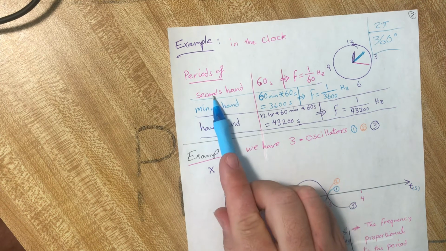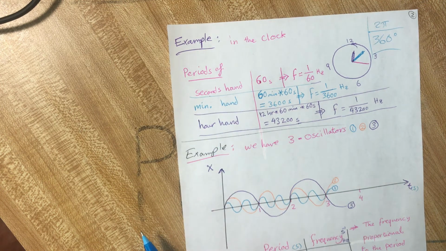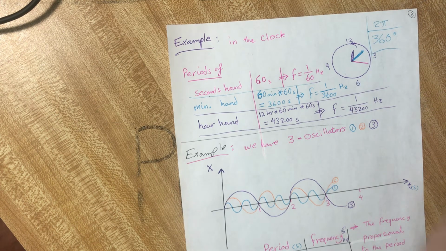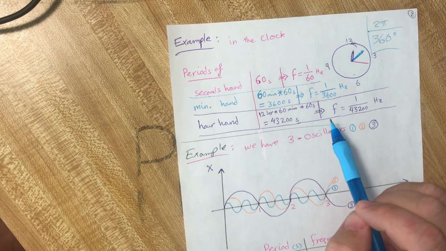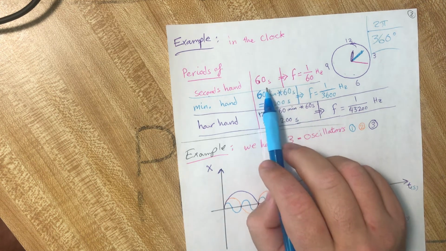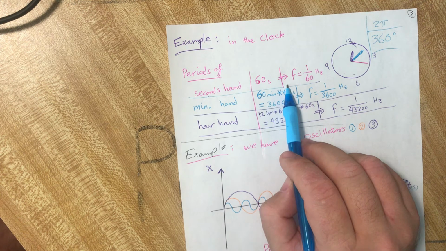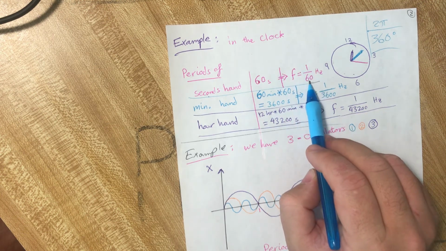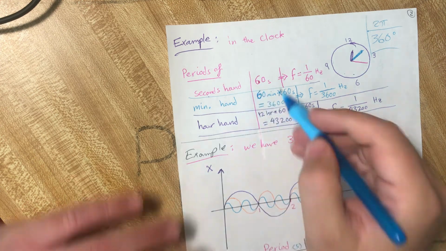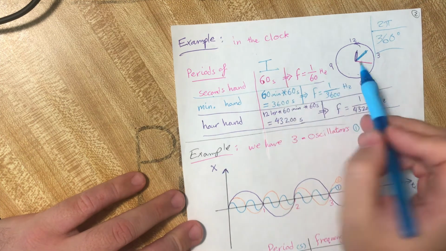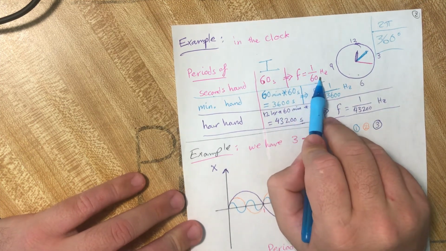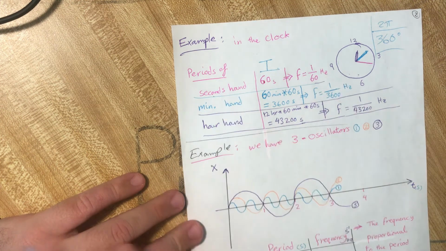so for the seconds hand, how much time does it need to rotate a full rotation? It is 60 seconds. We know that after 1 minute, it gets back to its original place. So the frequency is 1 over the time in seconds. Frequency is 1 over 60, because the period is in seconds. T is 60, so the frequency is 1 over 60 hertz for the seconds hand.